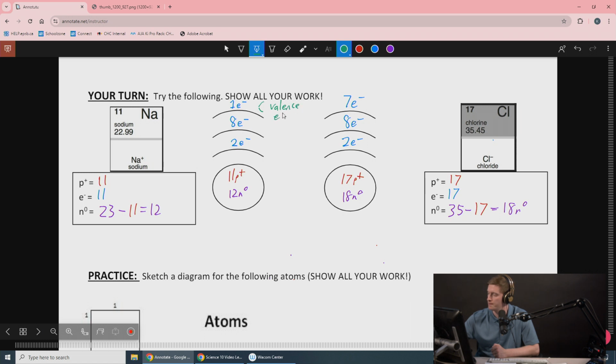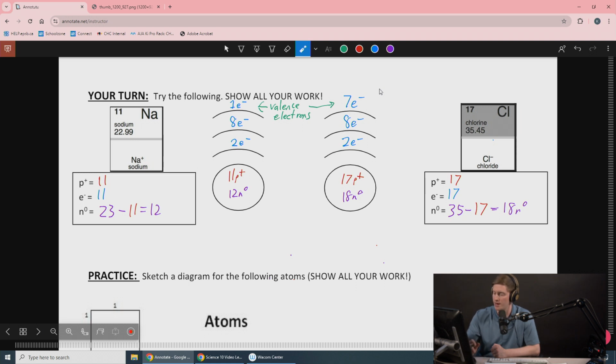So if you were asked the question, how many valence electrons does a sodium atom have? It has 1 in the outermost energy level. And how many valence electrons does a chlorine atom have? It has 7.